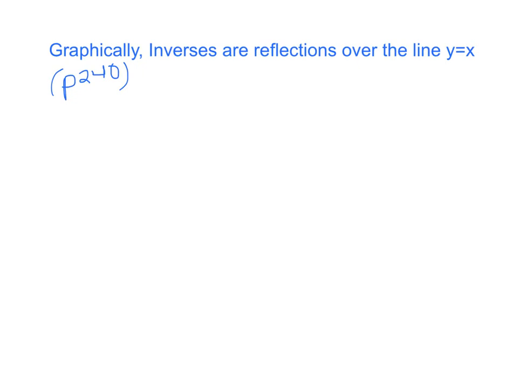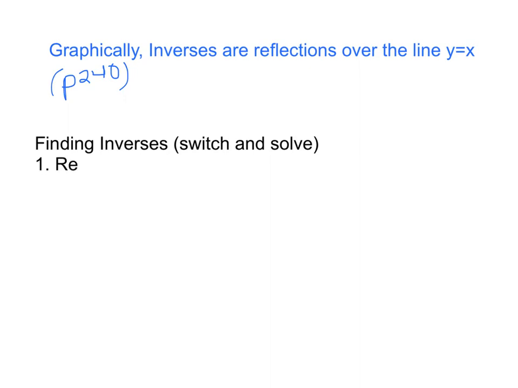And this is using the switch and solve method. And here's how we start it. So the first thing that we do, if we have function notation, we replace it with a y. So replace f of x, or g of x, or q of x, whatever of x, with y.